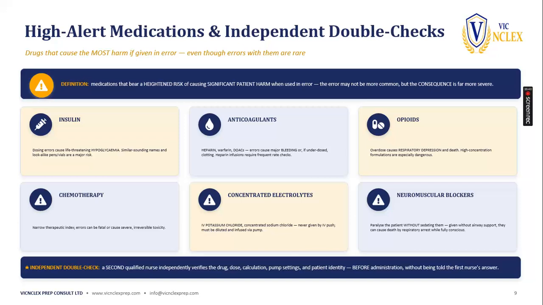So that is it. Opioid is another one. Chemotherapy is another one. Most chemotherapy drugs have a narrow therapeutic index. I've explained therapeutic index. Therapeutic index simply means the dose that will cause a therapeutic effect and the dose that will cause a toxic effect are very, very close. So chemotherapy has a narrow therapeutic index.